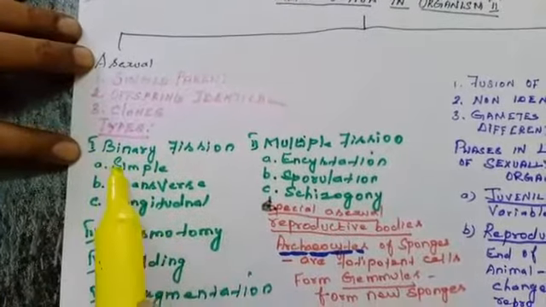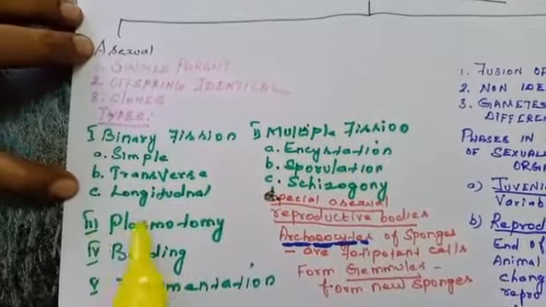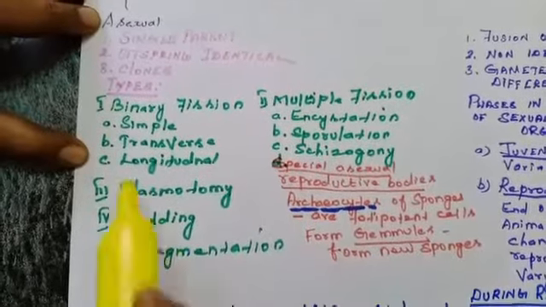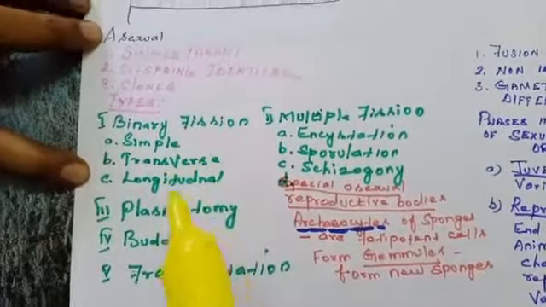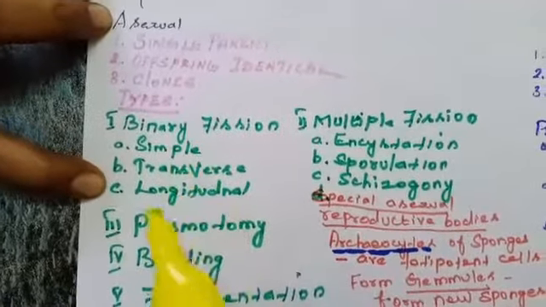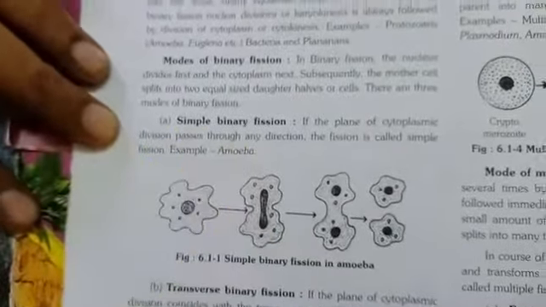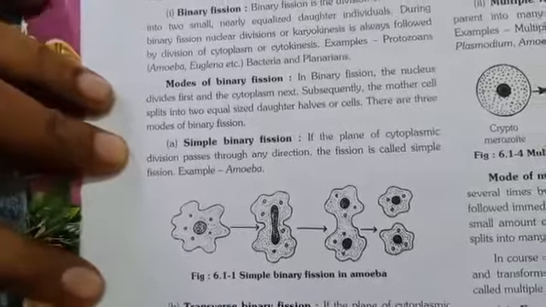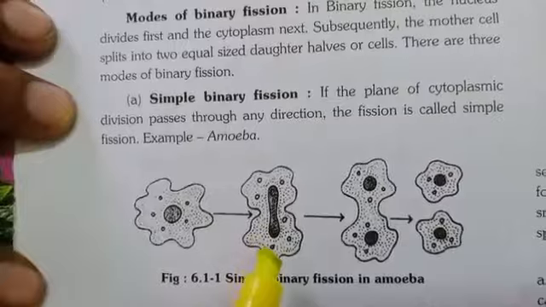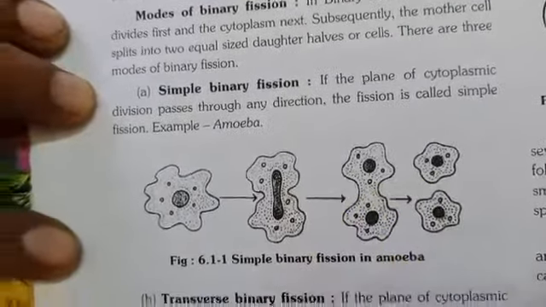The types of asexual reproduction: binary fission, multiple fission, plasmotomy, budding, fragmentation. First we will see binary fission. There are types of binary fission: simple binary fission, transverse binary fission, longitudinal binary fission. First, simple binary fission. Example, amoeba. We can see the parent amoeba. First the nucleus divides and then the cytoplasm divides and forms two daughter individuals.